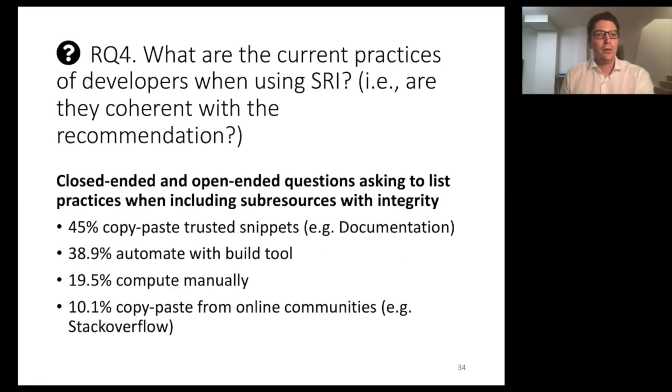So the 4th question was, what are the current practices of web developers when using SRI? So it was a closed-ended question. And we also had open-ended questions asking to list practices when including subresources with an integrity attribute. And here, 45% of the developers acknowledged that they copy-paste snippets from trusted sources such as online documentation. 38% said they were using build tools to automate the computation of the integrity attribute.